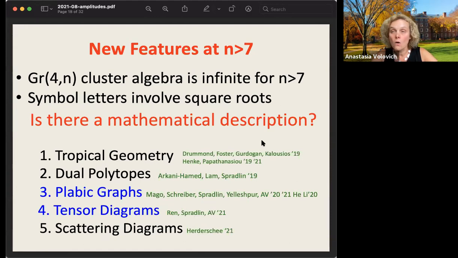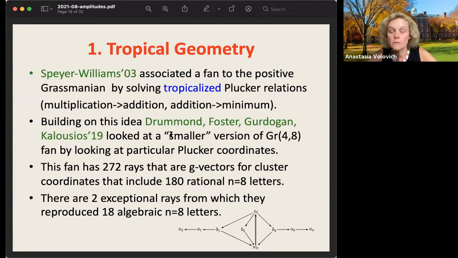Okay, very good. So now I am going to say maybe two slides for each of these. So for example, tropical geometry, as I said, James gave a beautiful talk last year. There's this seminal work by Speyer and Williams, who associated a fan to the positive Grassmannian by solving tropicalized Plücker relations. And what Drummond, Foster, Gürdogan, Kalousios did, they looked at a smaller version of this fan by looking at particular Plücker coordinates. So they didn't look at all of them, they looked at some, and then they looked at the rays that you get from that picture.